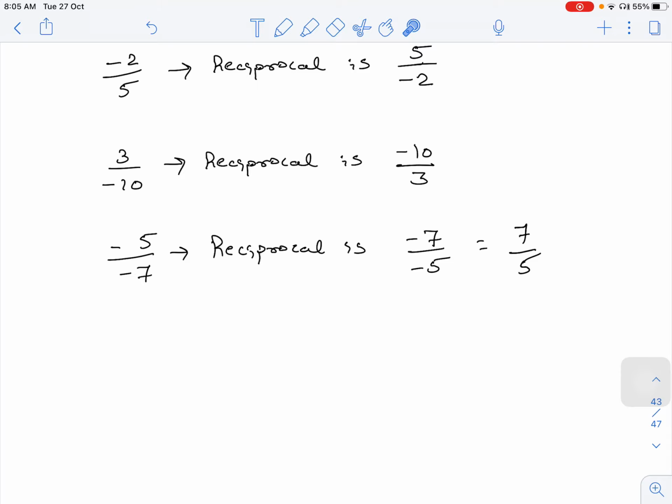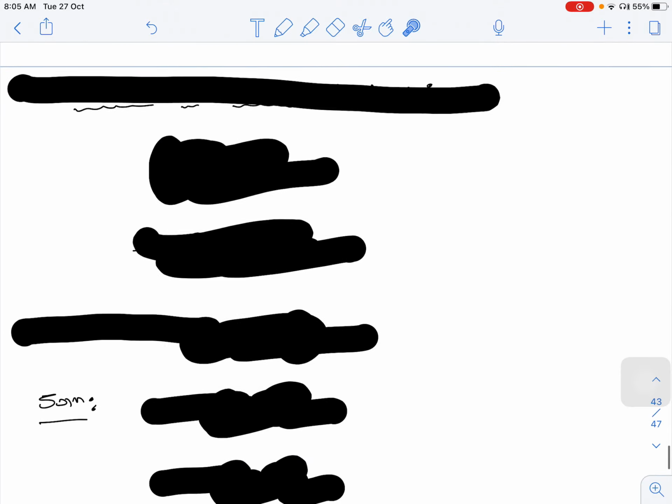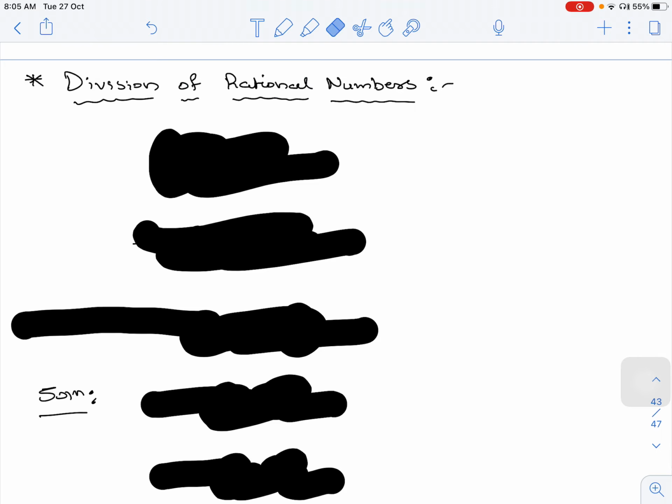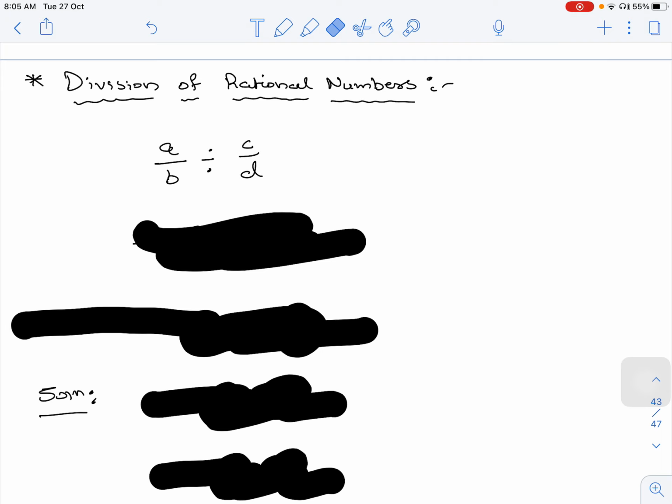Okay, now let us start our next main topic, that is division of rational numbers. So now let us consider, suppose we have two rational numbers, the first rational number is a upon b, another rational number is c upon d, and it is given that divide a upon b by c upon d. So if this division sign is given, we cannot make any changes in all these numbers.